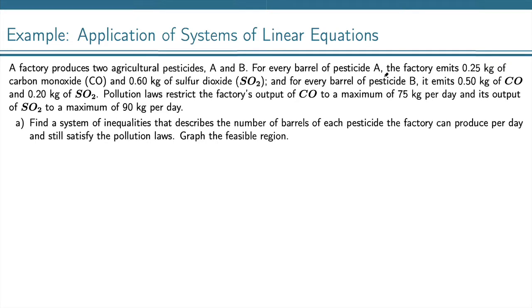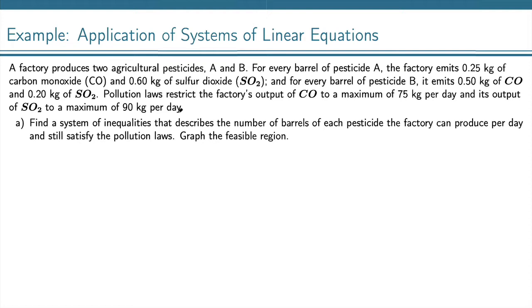For every barrel of pesticide A, the factory emits 0.25 kilograms of carbon monoxide and 0.60 kilograms of sulfur dioxide. For every barrel of pesticide B, it emits 0.5 kilograms of carbon monoxide and 0.20 kilograms of sulfur dioxide. Pollution laws restrict the factory's output of carbon monoxide to a maximum of 75 kilograms per day and its output of sulfur dioxide to a maximum of 90 kilograms per day.